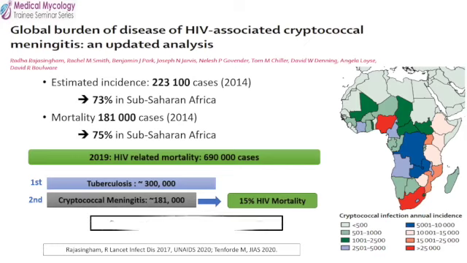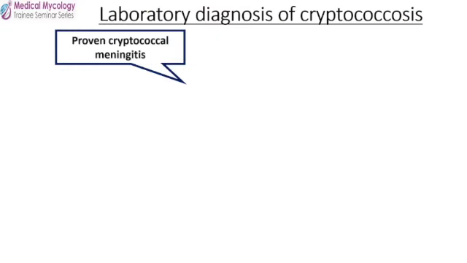And currently available evidence shows that pooled mortality in routine settings is about 44%, which is about 1 out of 2 patients, which in 2021 is unacceptably high. So how do we diagnose cryptococcal meningitis?